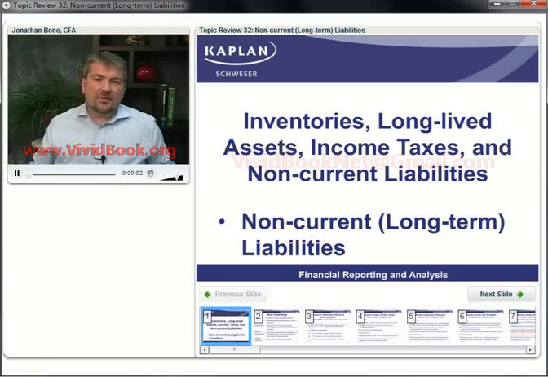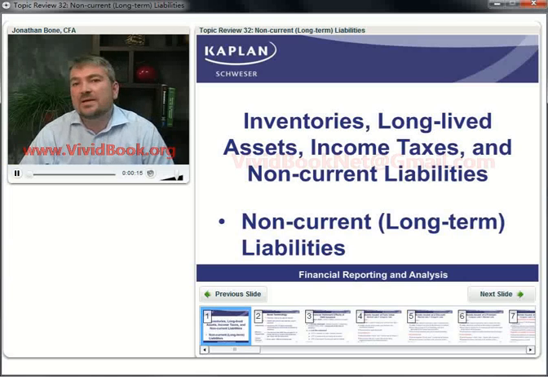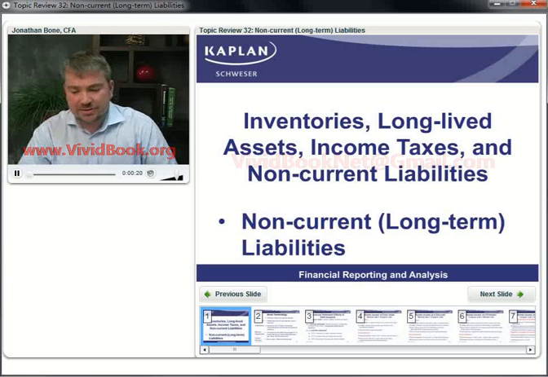Okay, and our final reading in the Level 1 syllabus is non-current, i.e. long-term liabilities. We're going to be looking at issuing bonds in this area. We'll be looking as well at leases, which is a big area and one that's very heavily examinable in the test, and also a little bit on pensions as well.